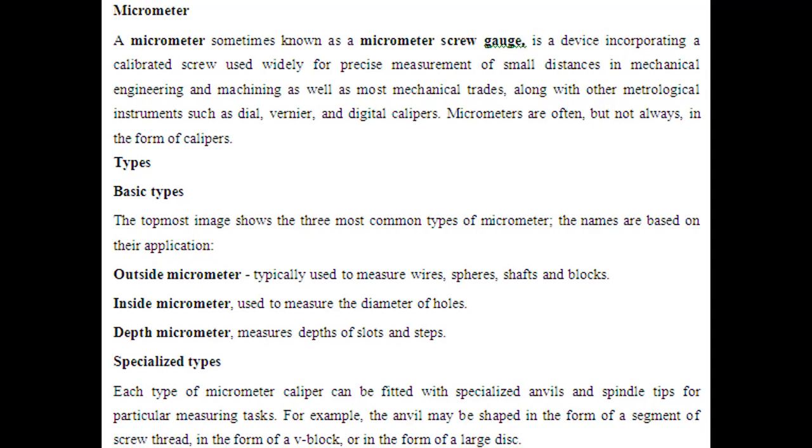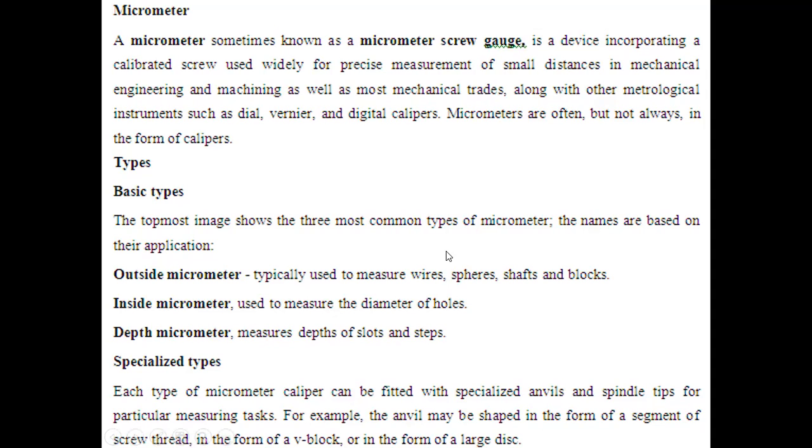Now, next one, the micrometer. This is also a linear measuring instrument which comes under the same category. The micrometer screw gauge is used to measure the dimension of a flattened jaw by referring to a smaller distance, by considering two parallel flat surfaces.